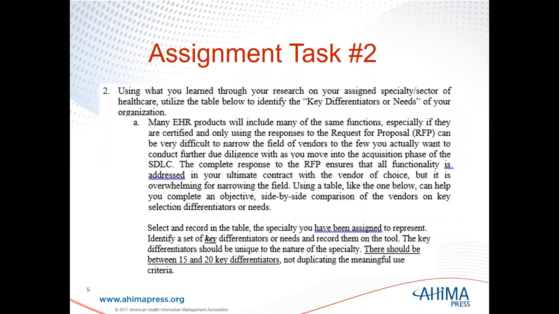And one way is to first identify these key differentiators, and then we're going to talk about due diligence next, okay? So you need to identify 15 to 20 key differentiators or needs for your organization that are unique to your specialty and put them in the table. And I'm going to show you the table and an example in a second. But I also want to mention and highlight that I really do not want you to duplicate the meaningful use criteria. Okay, these need to be unique and they need to be kind of developed on your own.